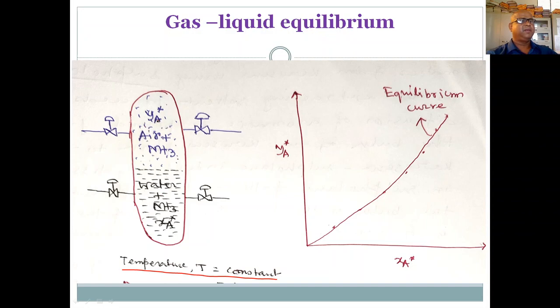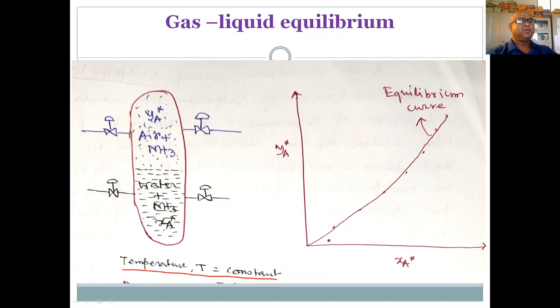So at that time, YA star is the concentration of ammonia in the gas phase, and XA is the concentration in the liquid. How will you know this? When it reaches equilibrium, I will take a little sample and make the analysis, and I will take the gas phase also and make the analysis, and then it is possible to determine the concentration of ammonia in the gas phase and liquid phase.